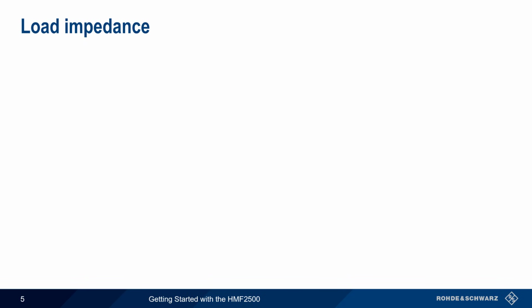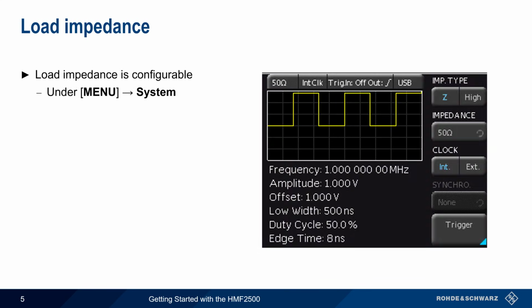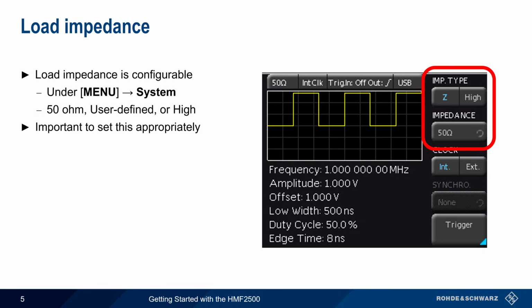Before we go on, it's worth pausing for a moment to talk about load impedance, which can be configured by pressing the menu hard key and then choosing System. The load impedance can be set to 50 ohms, user-defined, or high. It's important to set the load impedance appropriately, since failing to do so can lead to unexpected signal amplitudes.